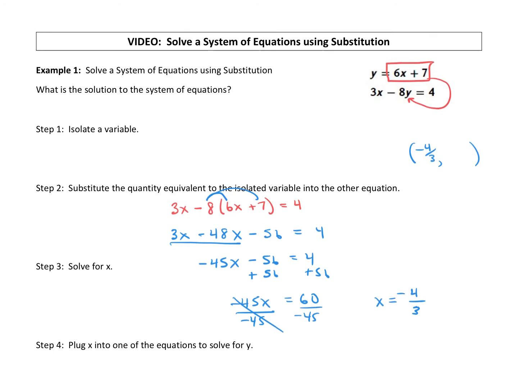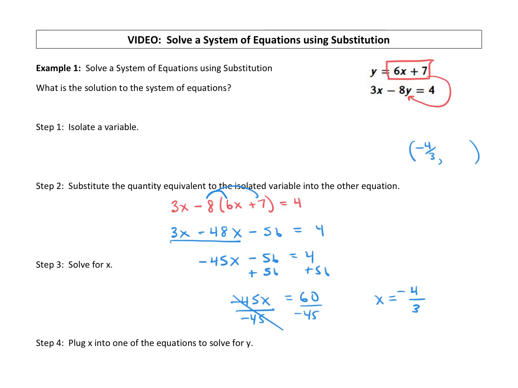So step 4, plug the x into one of the equations to solve for the y. But what I like about substitution, well, first, you could plug it in for this y or this y. It doesn't matter which equation you use, but what's going to be the easiest and the least amount of work is if you plug it into the equation that we boxed out. Y is already solved for right here, so y equals whatever 6 times x plus 7 is. So I'm just going to do that work up here.